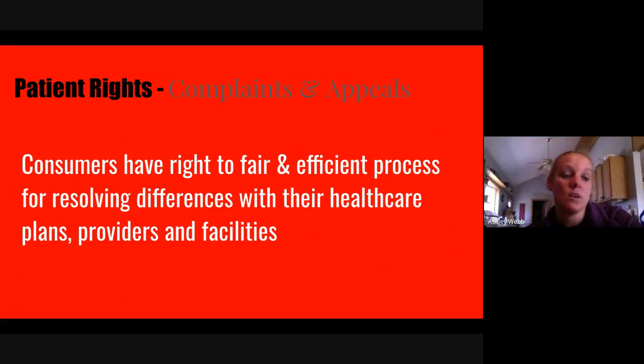So the doctor was willing to appeal that, and he wrote a letter and called the insurance company and explained why the MRI needed to be done right away, and the MRI ended up getting paid for by insurance. So a lot of times it's you, your doctor, and the facility working together to file those complaints and appeals.